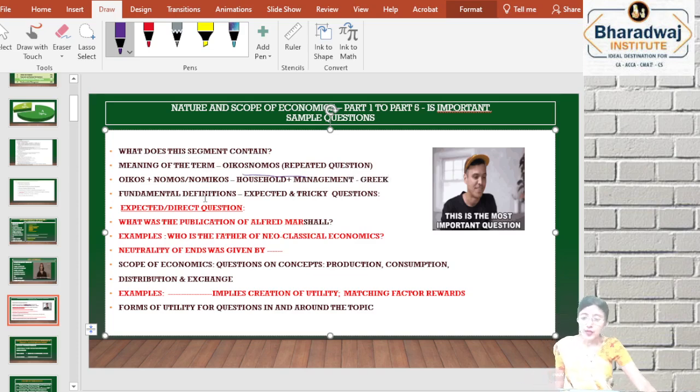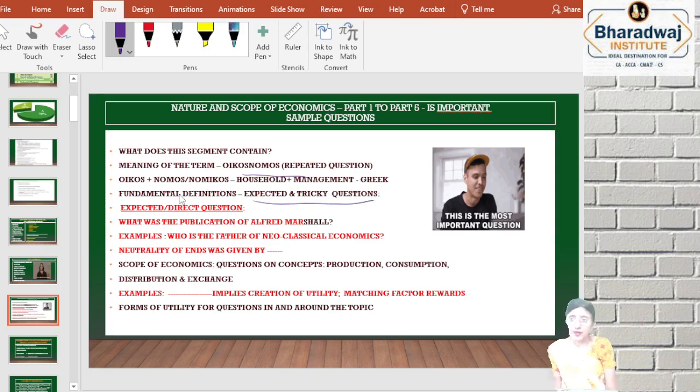Okay, question. Now, when you come to fundamental definitions, my dear students, two types of questions are asked. One is the expected, that is, who gave this definition? What was the year of publication of this book? Whose book is this? The tricky question is the pros and cons of the definitions or concepts derived from that.